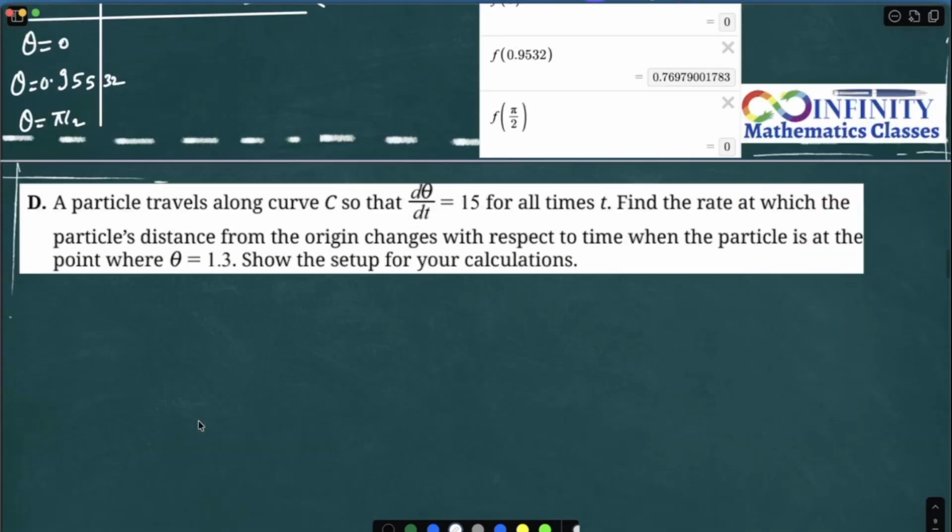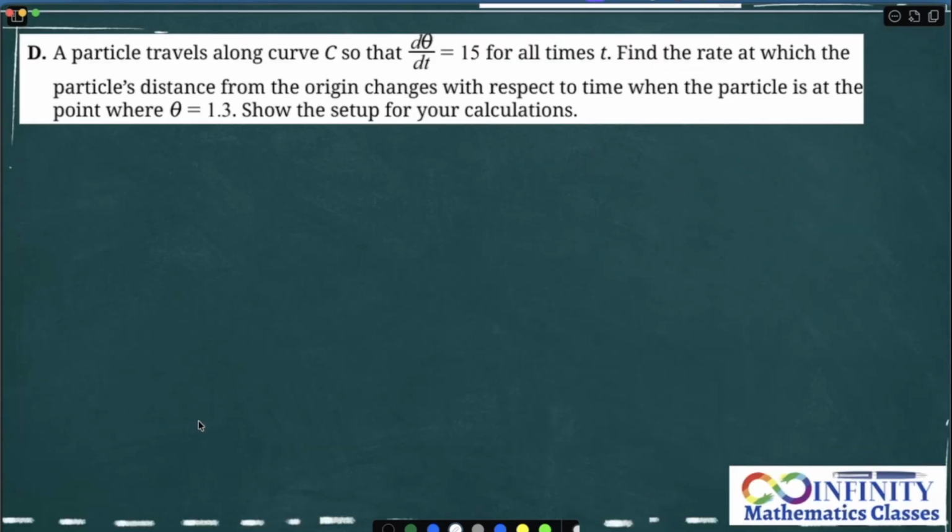Perfectly okay. So let us go to the D part. D part says that a particle travels along C so that d theta over dt is 15. Find the rate at which the particle distance from the origin changes. Particle distance from the origin is represented by r there. And what was r? As per the question, it is 2 sine square theta.